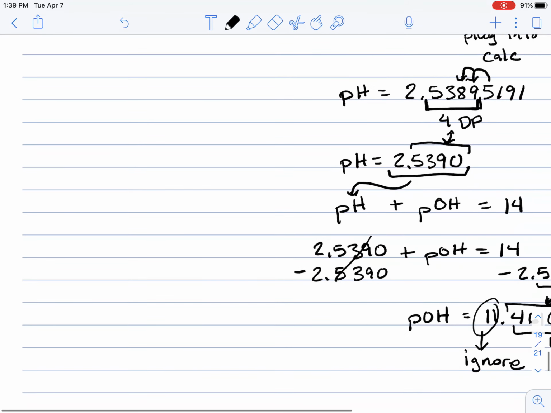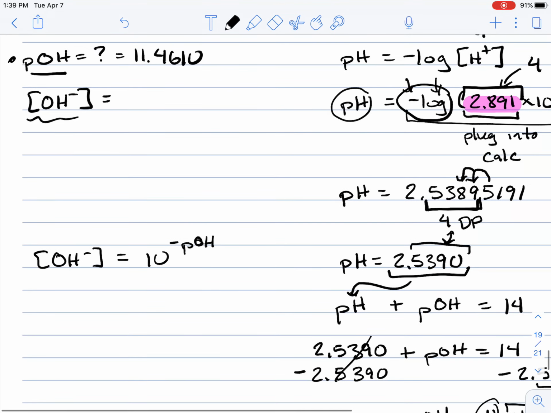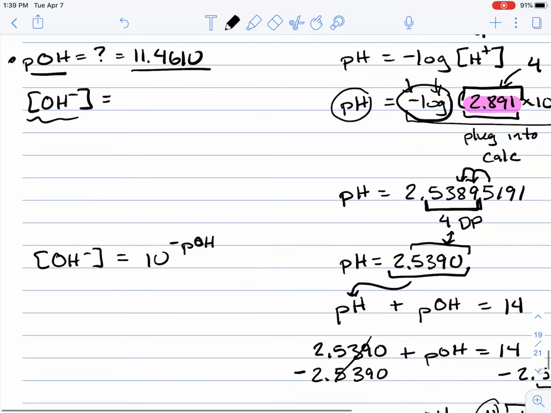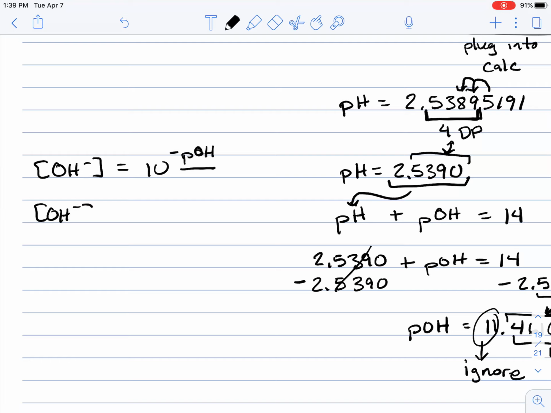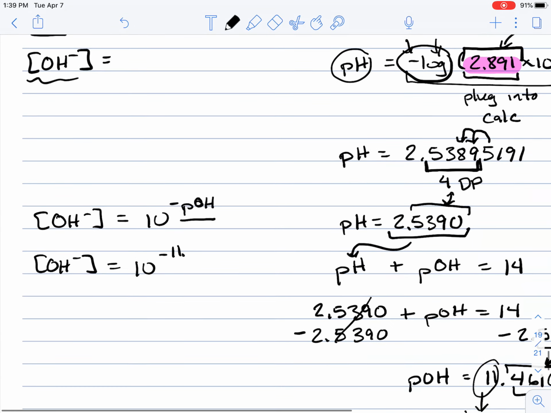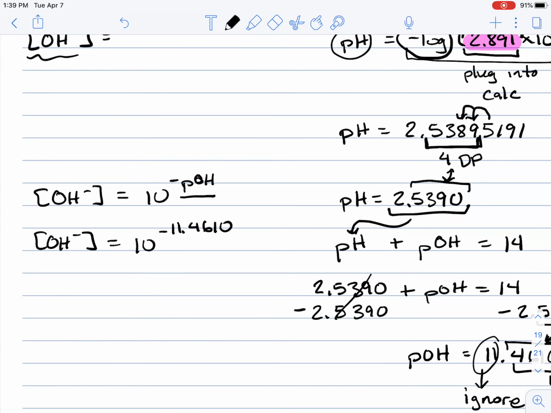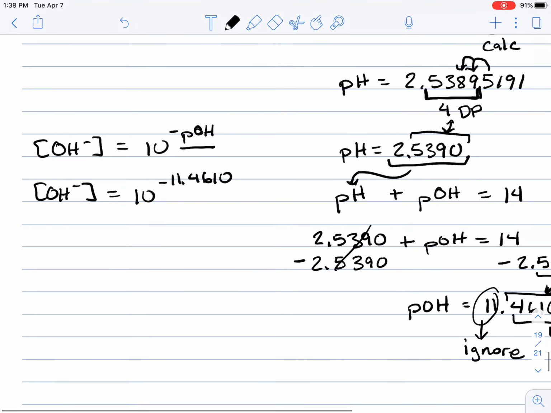Since the concentration of the hydroxide ion is equal to base 10 of negative pOH, and since my pOH is 11.4610, I'm going to go ahead and plug that into here. So therefore, the concentration of hydroxide is equal to 10 to the negative 11.4610. Now notice that I'm going from pOH back to concentration.